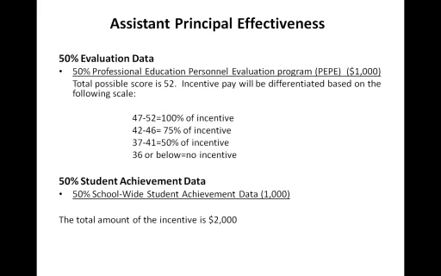The next one is the assistant principal effectiveness incentive. Again, it's 50% evaluation data and 50% student achievement data. PEPI is used as well for these administrators, and the payout is based on the score received by the administrator. The 50% student achievement data portion is based on the school-wide student achievement data, meaning that the school must meet those school-wide targets that are established. The total amount of the incentive is $2,000.